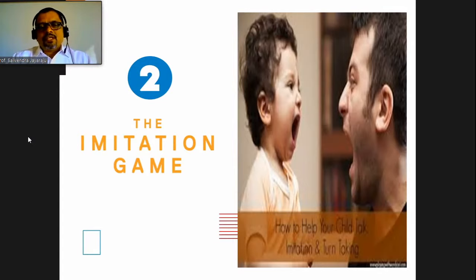So the imitation game is very, very important, and you should be highly motivated or self-motivated to imitate the languageness and the quality of the language. It is something like that. When you try to sing a song, you will try to sing a song in its original tune and melody.